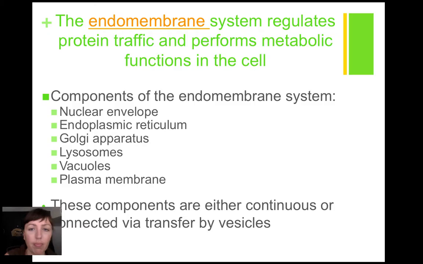The endomembrane system regulates protein traffic and performs metabolic functions in the cell. So it's an entire system. Components of it include the nuclear envelope, endoplasmic reticulum, the Golgi apparatus, lysosomes, vacuoles, and plasma membrane. So these components are either continuous or connected via transfer by vesicles. Again, the endomembrane system regulates protein traffic and performs metabolic functions in the cell.